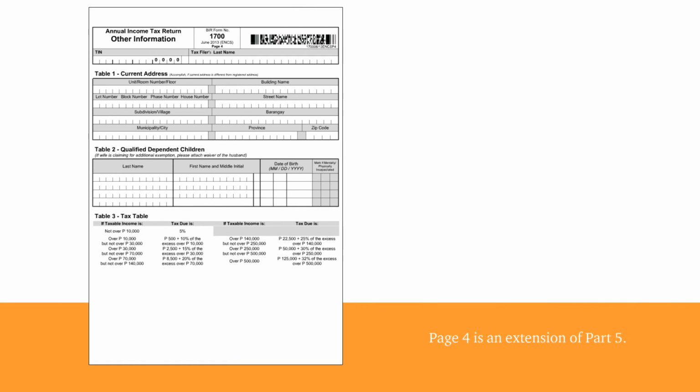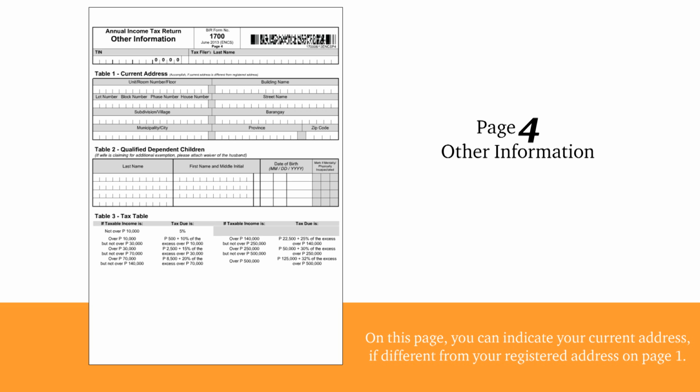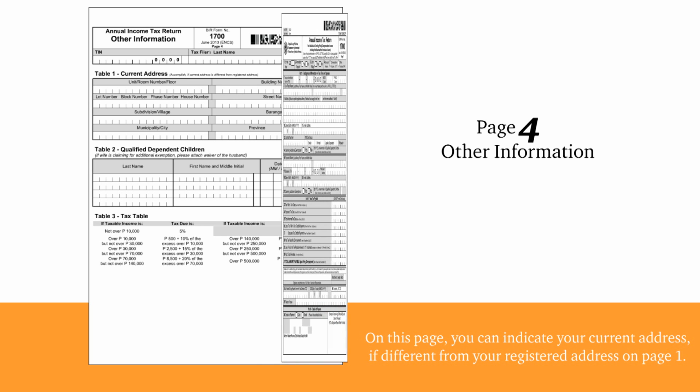Page 4 is an extension of Part 5. On this page, you can indicate your current address, if different from your registered address on page 1. Further, this page holds the details for your qualified dependents.